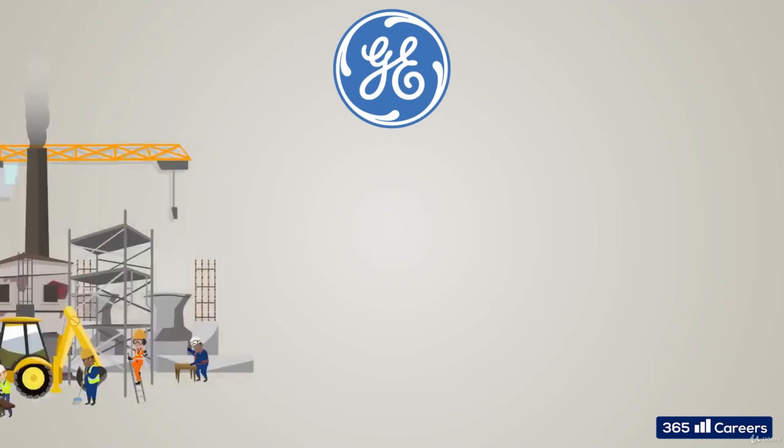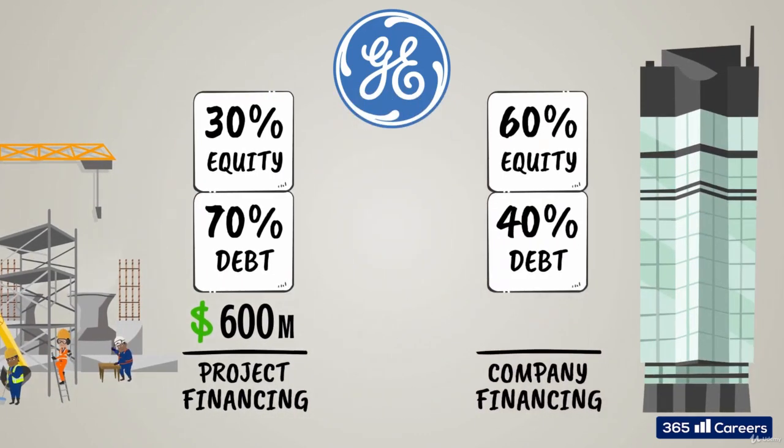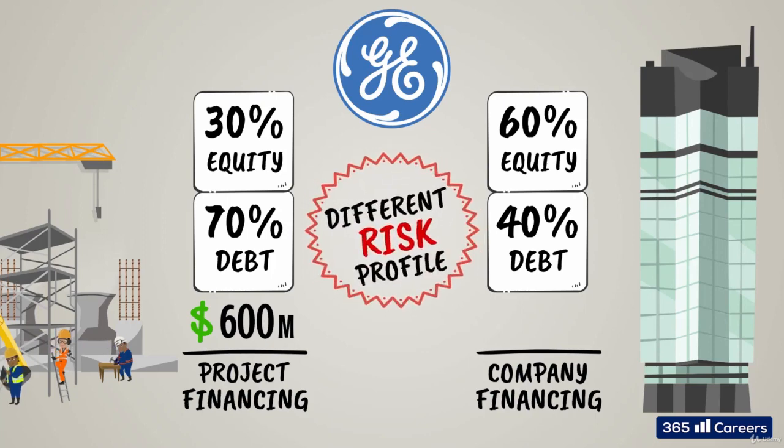Imagine GE wants to build a new appliances production plant that will cost approximately $600 million. It intends to finance the plant with 70% debt and 30% equity. The typical debt we see on the company's balance sheet is around 40%. Its business is highly diversified and isn't representative of the beta of a single industry.